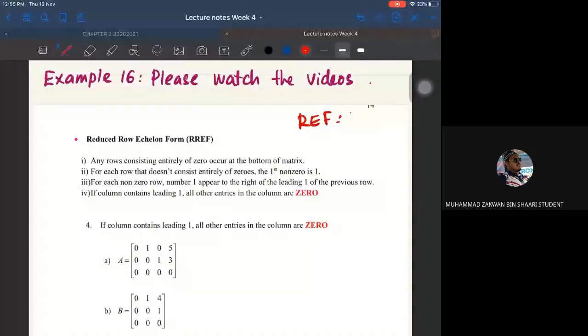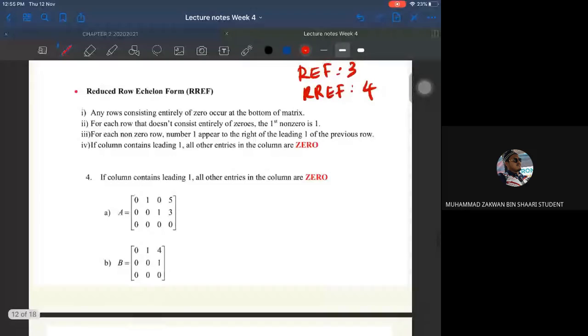Okay, RREF must satisfy 4 condition. Okay, so saya hanya discuss the 4th condition lah. And saya dah pastikan dia memenuhi syarat 1, 2, 3. Okay, so the part A here. Is this RREF or not?